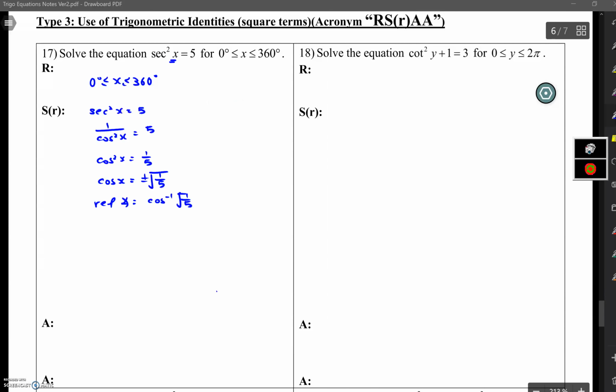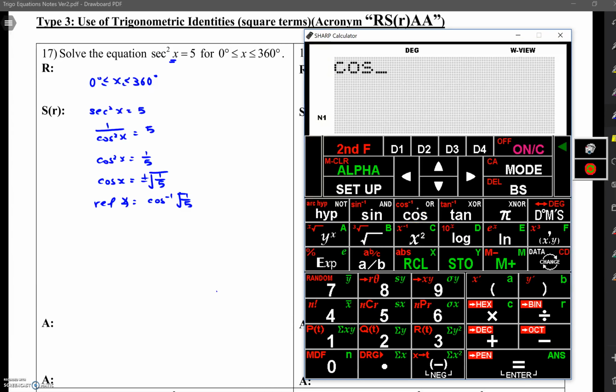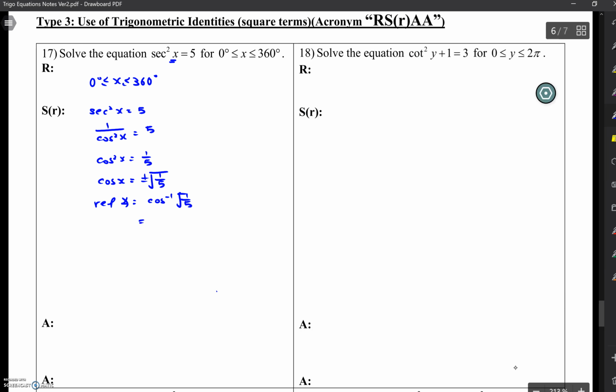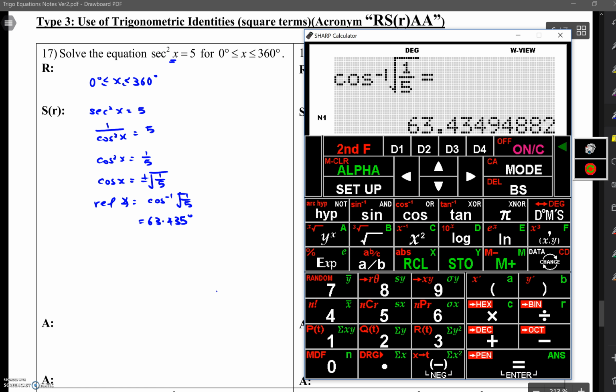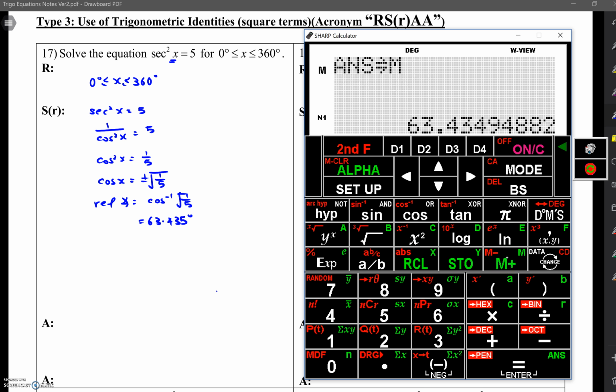So next step, of course, is to press the calculator. Cosine inverse square root 1 over 5. Do remember we always take the positive value to get the reference angle. So here we'll get 63.435 degree. You will always try to write the reference angle in 3dp instead, because final answer in 1dp. Next step, before you clear the memory, it's best to store the value of the reference angle by pressing store memory. So now the reference angle is in my memory.